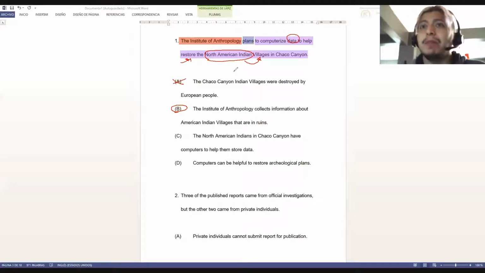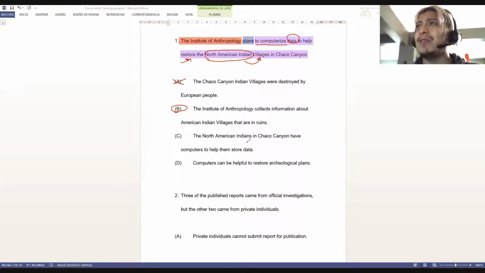Maybe there are not even people in those villages. We are speaking about villages. North American Indian is just the description of the type of villages that the Institute of Anthropology wants to restore, okay? So we are not speaking about North American Indians, yes? And they don't really have computers. The computer, computerize is a verb, but they are not speaking about computers.